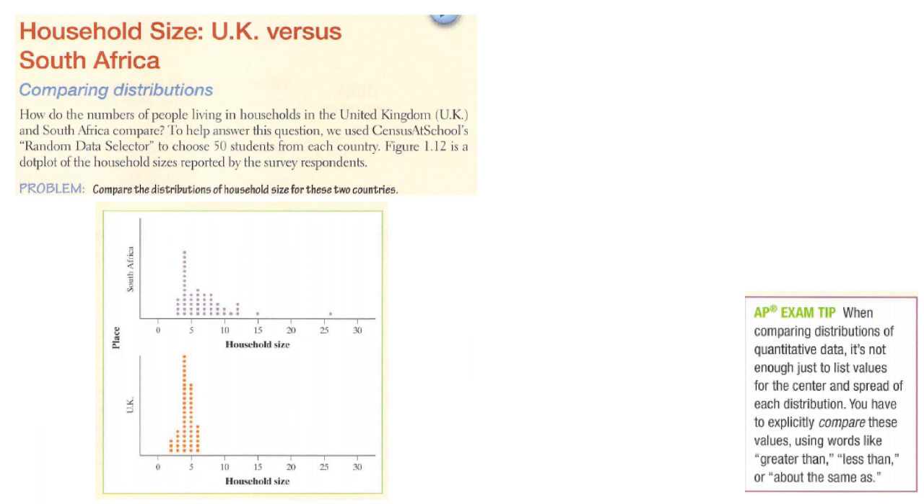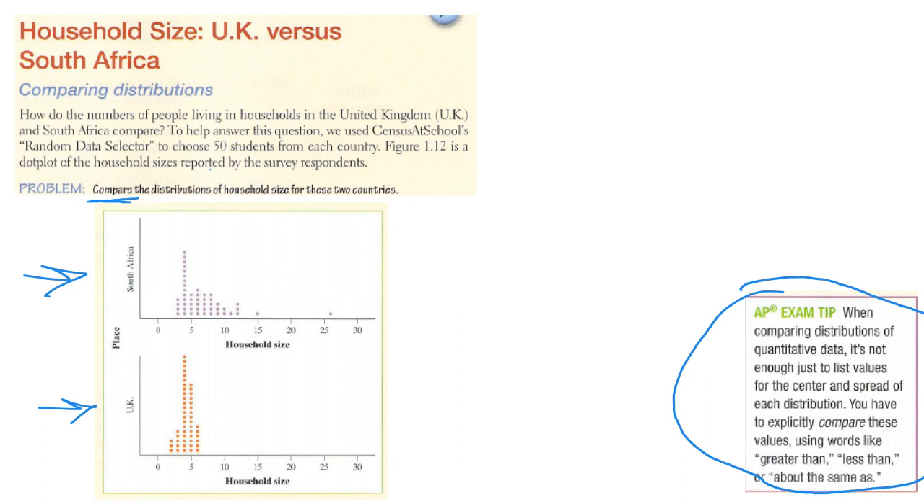So one of the things that we need to realize is that when the question asks us to compare, we need to be sure that we are actually doing that. If you do not use comparative language, you will not get full credit. So you can't just describe the South Africa distribution and then describe the UK distribution. You need to specifically compare them to one another. The example on the right there is talking about using greater than or less than or about the same as. Okay, but you have to use that comparative language.